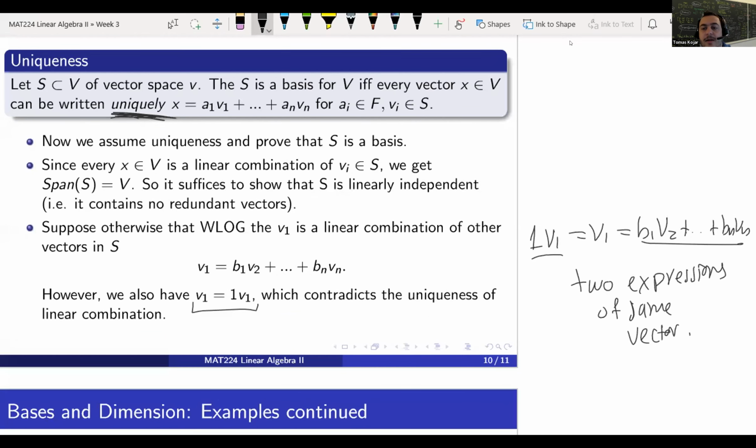Because v1 is not equal to b2 v2 through bn vn. So here we show that you can write it in one way or you can write it in another way. Okay, so that's the contradiction.